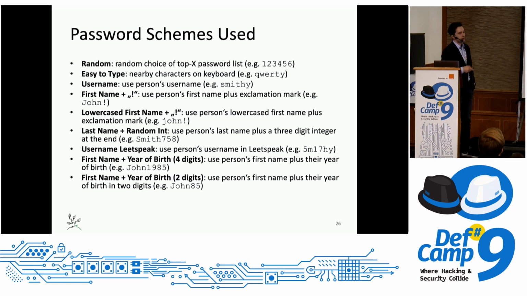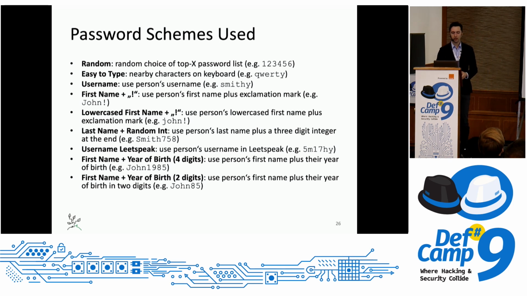Another scheme would be that the password is easy to type, like QWERTY or ASD and so on. Also, a password scheme is to just use the username of the person, or use the first name and exclamation mark, use the lowercase first name and exclamation mark, use the last name and a random integer, use the username in LeetSpeak, use the first name and year of birth, 4 digits and 2 digits. So these are the password schemes I used, and they all have a certain distribution in the data set.